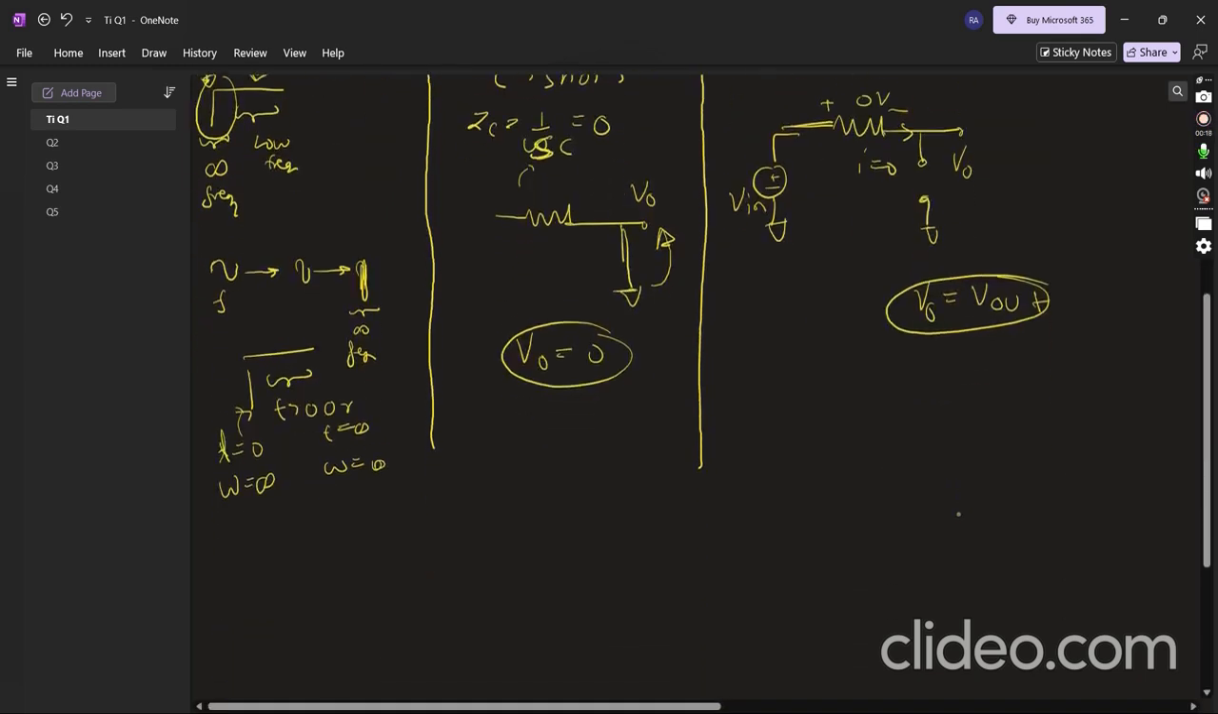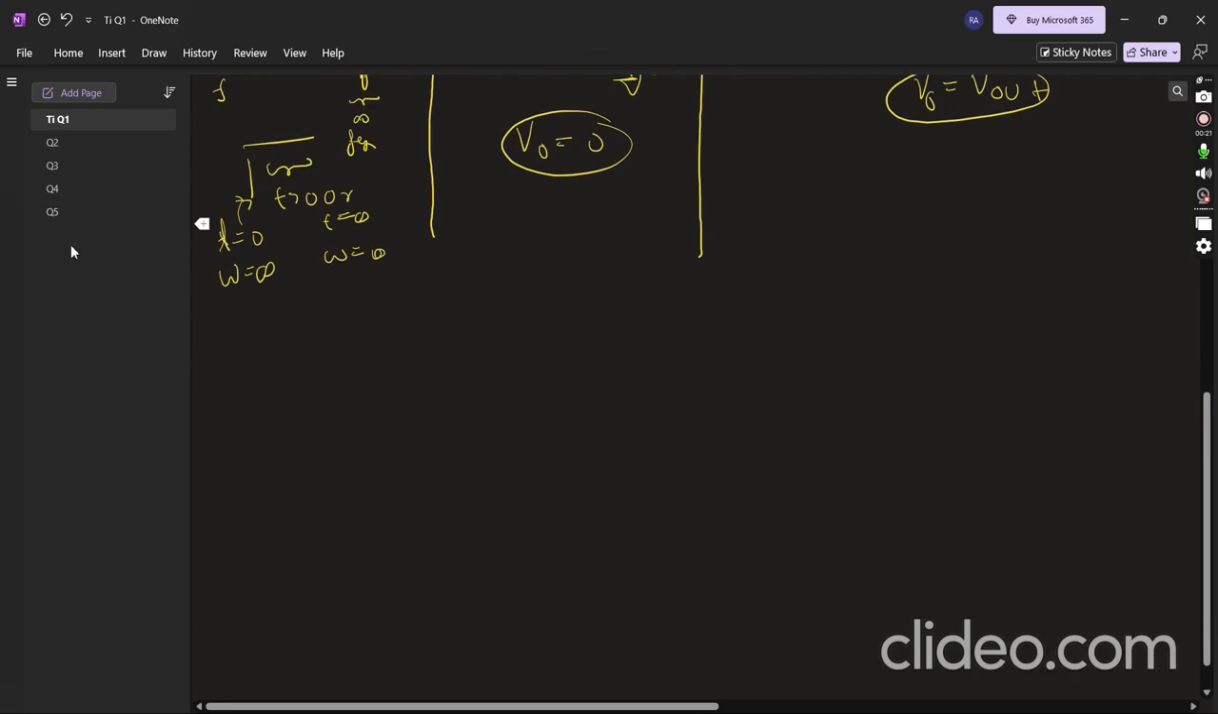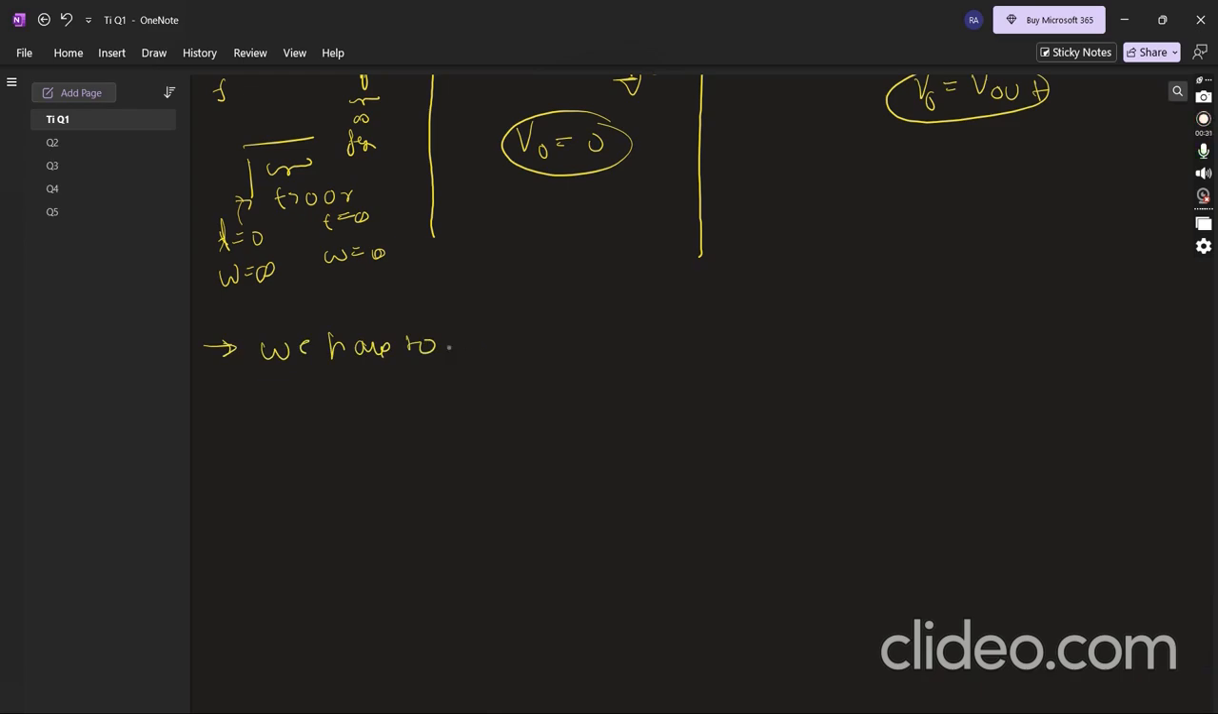And we can also calculate the time constant for this circuit. For the time constant, we have to shut down the input, or independent sources.